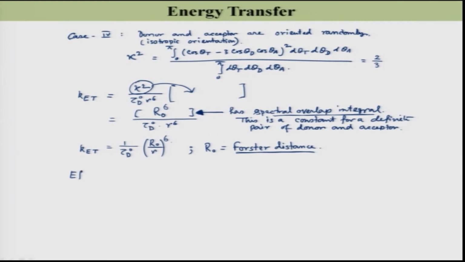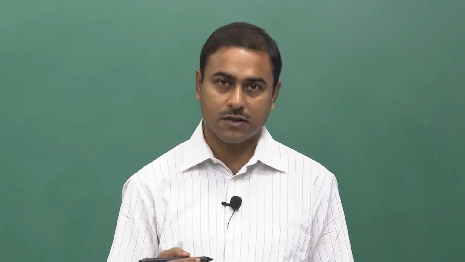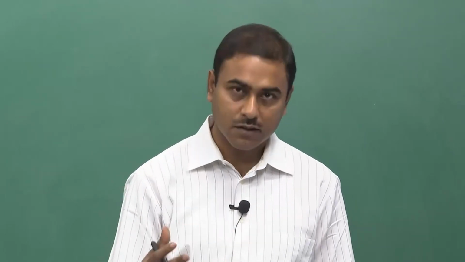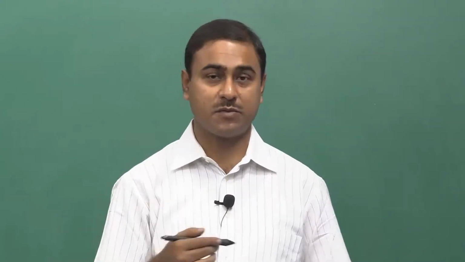Efficiency of energy transfer is denoted by capital E, which is equal to the rate of deactivation from the excited state to the ground state, the rate constant that is leading to the energy transfer, divided by the total. Similarly, for the quantum yield, I divided Kr by Kr plus Knr.